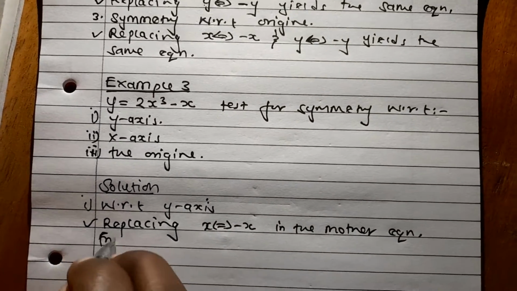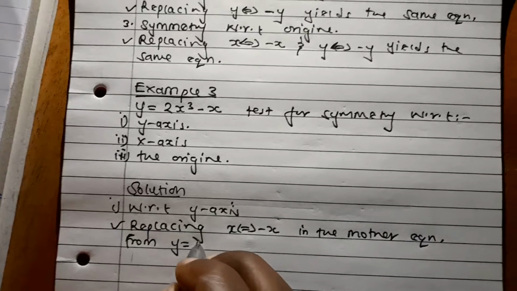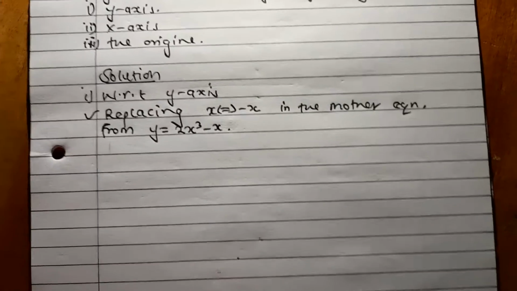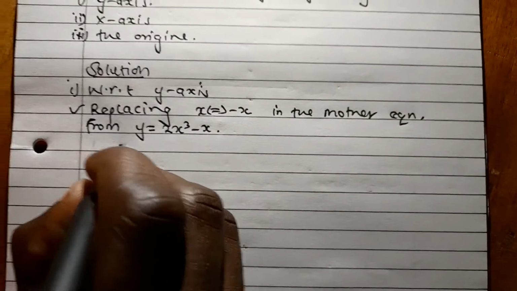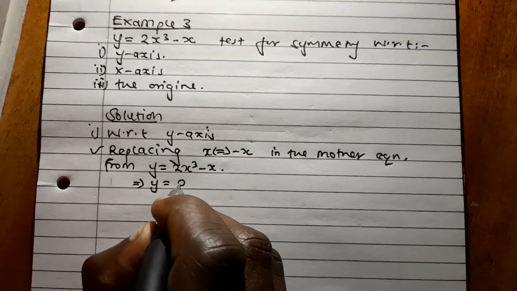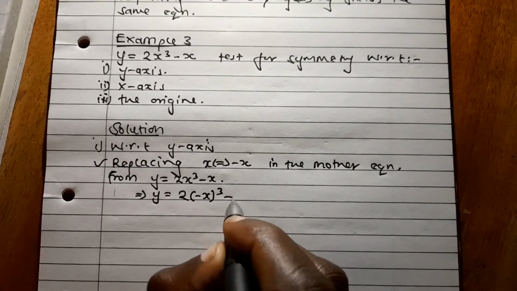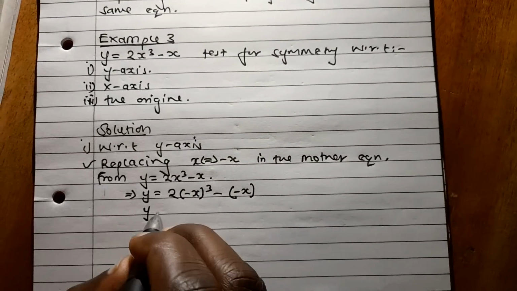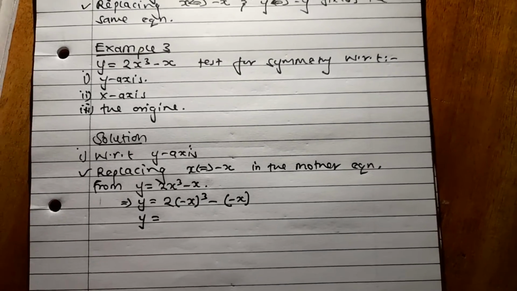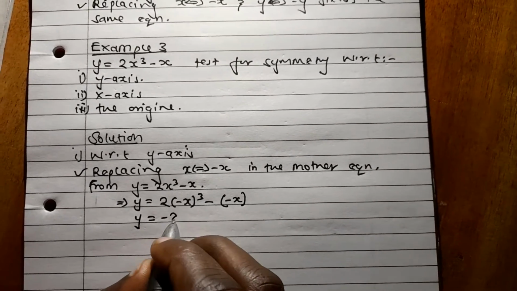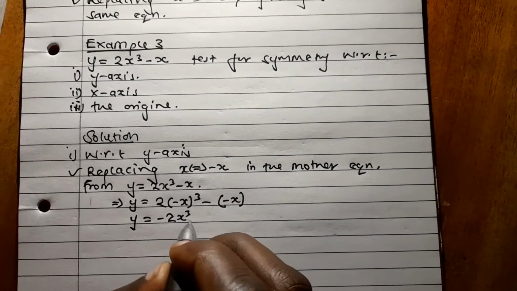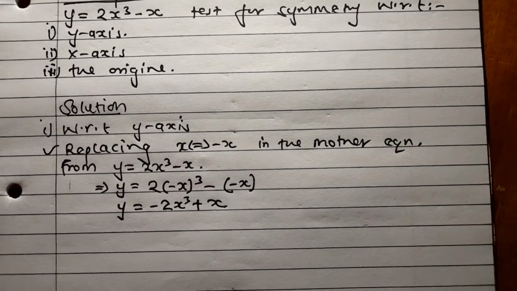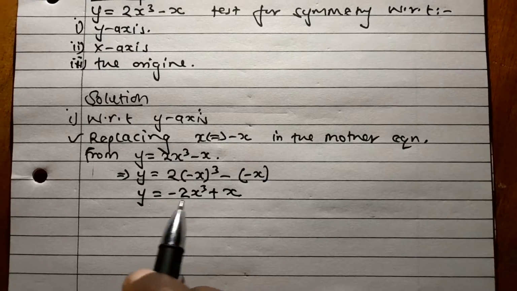So from the mother equation, y is equal to 2x cubed minus x. We are replacing x with negative x. So this implies that we'll have y is equal to 2 times negative x cubed minus negative x. And this will give me y is equal to minus 2x cubed plus x. Negative x cubed will be negative x cubed. So we end up with this function.